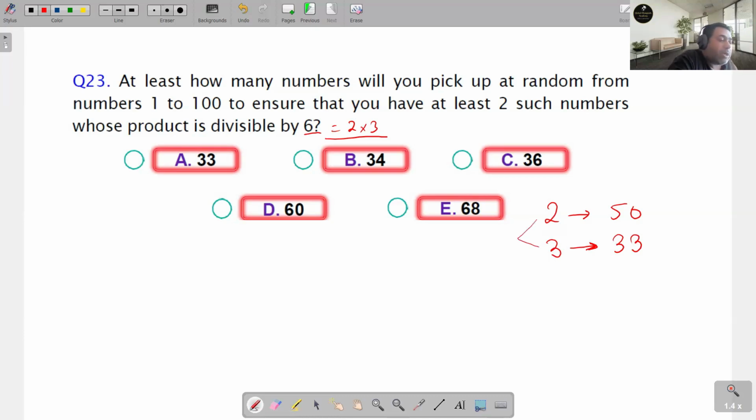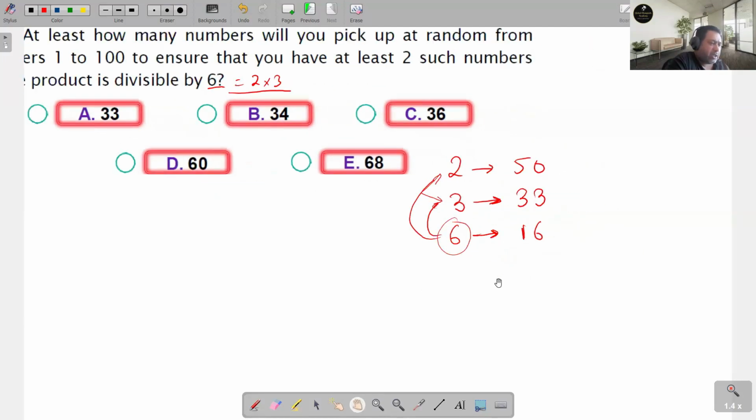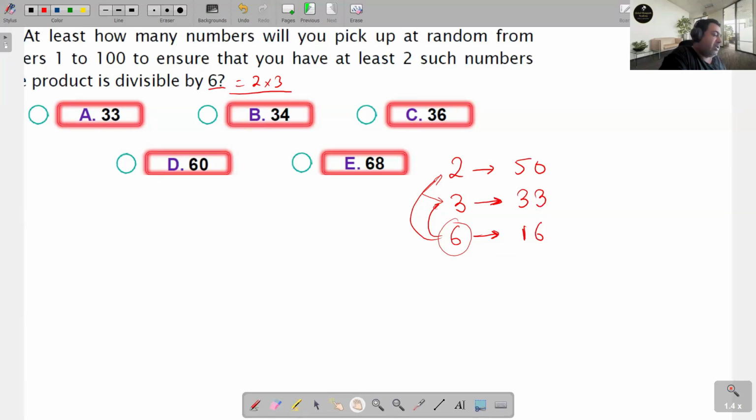How many common multiples would be there? Those will be 6's multiples, and there are 16 of them. 16 times 6 is 96. Because these 6's multiples will appear in both of them, we are going to subtract their count to get the numbers which are multiples of 2 only, or multiples of 3 only, or multiples of both. So 50 plus 33 is 83, minus 16 will give us 67.